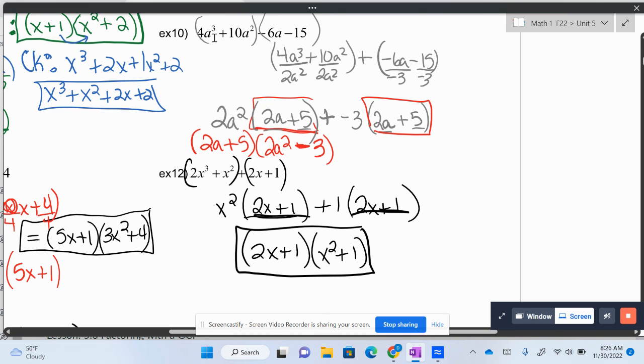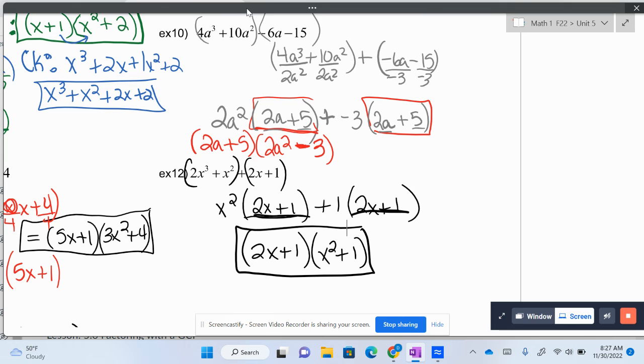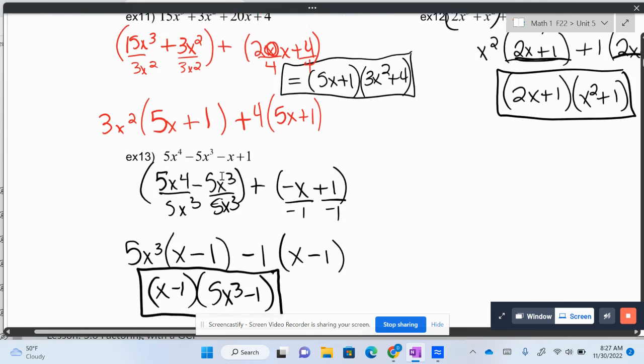Does that make sense? Shake your head, yes or no. I always take the repeated factor, the 2x plus 1, and make it my first term. You don't have to do that, but it's a good system to get into, because remember that 3 times 4 is the same thing as 4 times 3. You're still going to get the same result. All right. Number 13.